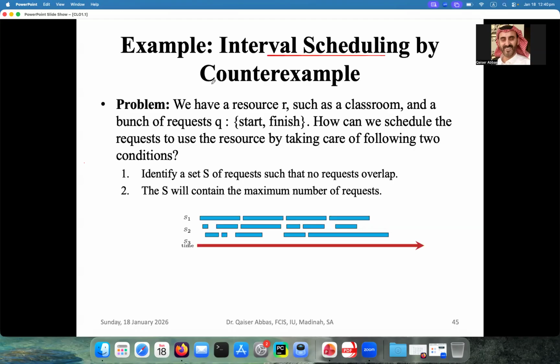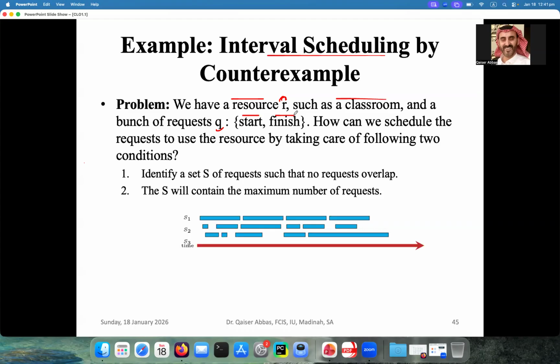So what is this problem? In this problem, we have a resource and we are representing that resource with R. This is a classroom. We are representing classroom with R, or classrooms. And a bunch of requests. We are representing a request with Q, and that Q will contain the starting time and the finish time.